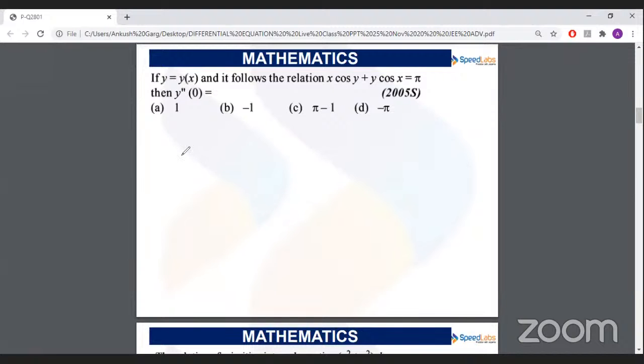Solve, everyone. If y is equal to y of x and it follows the relation x cos y plus y cos x equals pi, then you have to find the value of y double dash 0. Okay, you have to find the value of y double dash 0. So solve this quickly, everyone. सभी को इसका आंसर फाइंड करना है, quickly solve करो इसे.